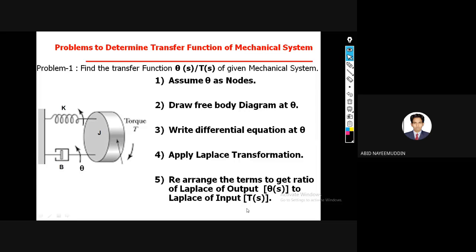Here is the end of the final concept, that is determination of transfer function for the second type, mechanical rotational system. In tomorrow's class we will be finally concluding this mechanical system and the complete transfer function using mathematical procedure. Here is the end of my class.